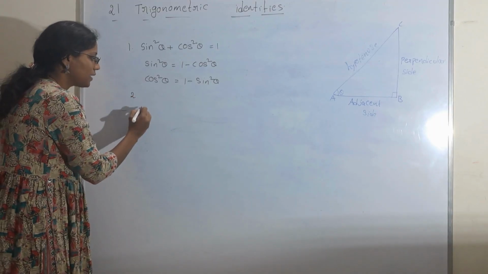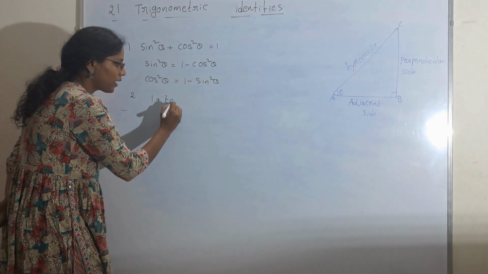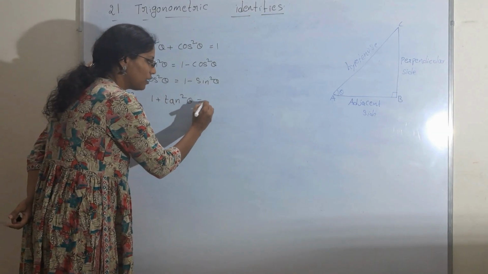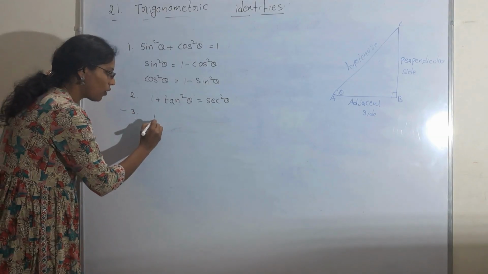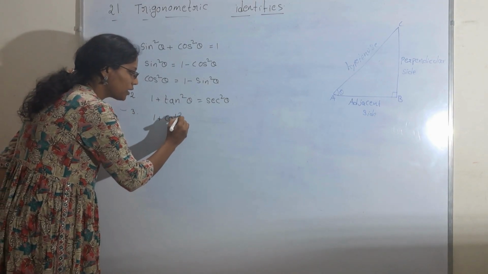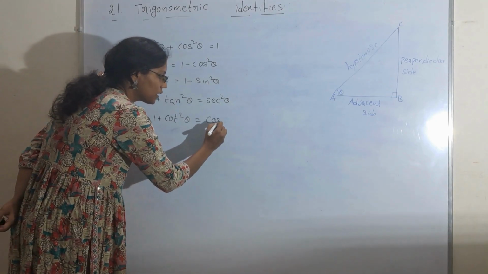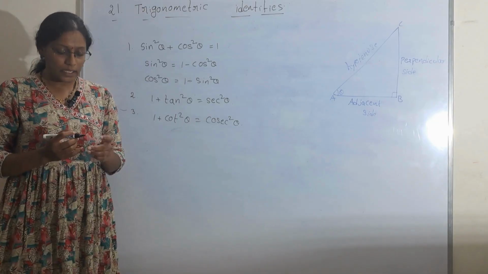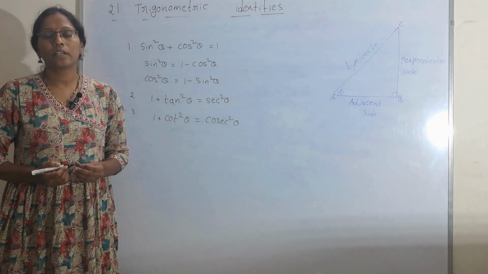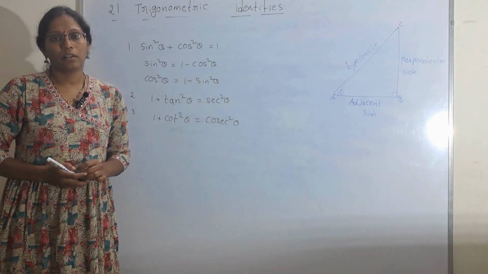Next, the second identity: 1 plus tan square theta is equal to secant square theta. The third one is 1 plus cot square theta is equal to cosecant square theta. These three are identities. These formulas we can use to solve exercises.